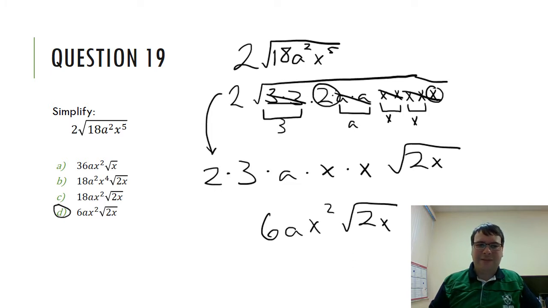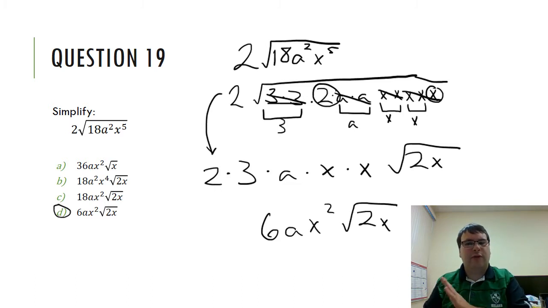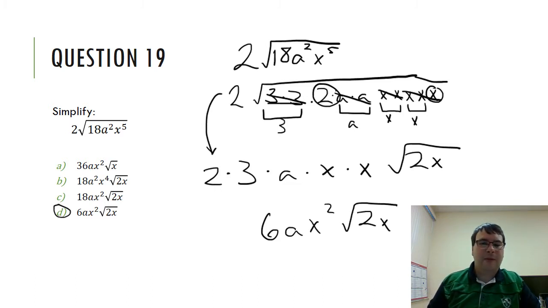Question number 19. Very simple. It says simplify. Love when they say directions in just one word. So we have 2 times the radical, which is technically a quantity, but it has a process to it. So 2 times the radical of 18a squared x to the 5th. We're going to talk about those variables in just a moment, so don't freak out just yet, all right?